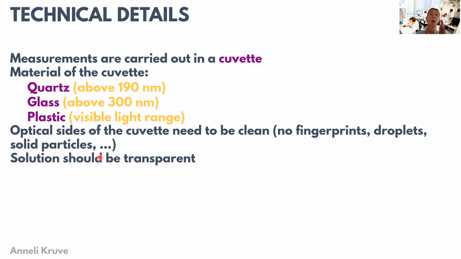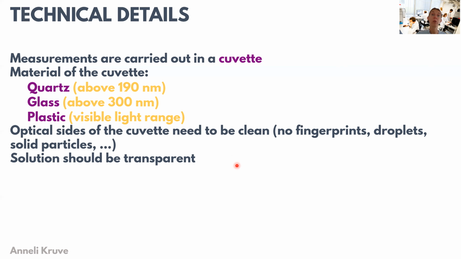So there are two parallel optical sides that will be put into the instrument perpendicular to the light path, so that the light can go through these optical sides. And it's extremely important that these optical sides do not contain any particles or fingerprints or any droplets or air bubbles, for example, when the sample is inside the cuvette.